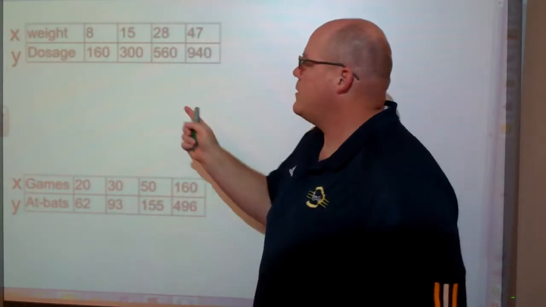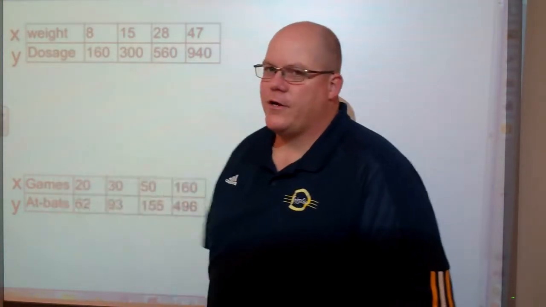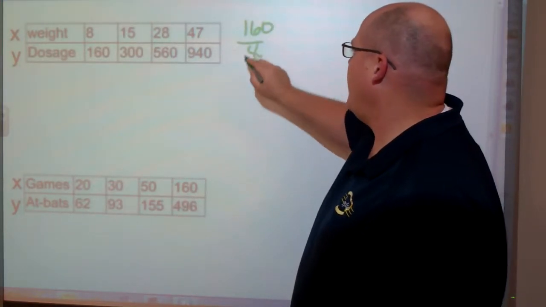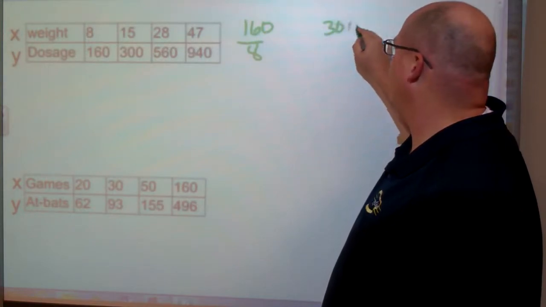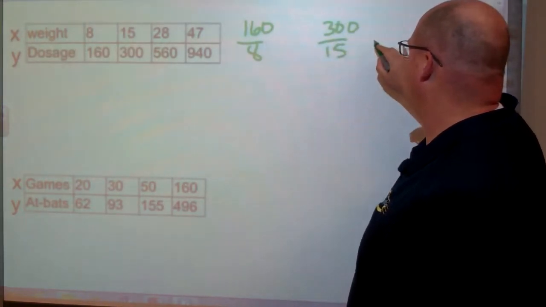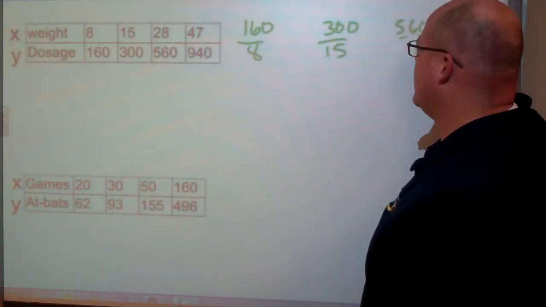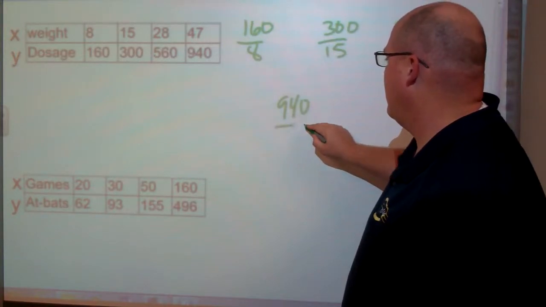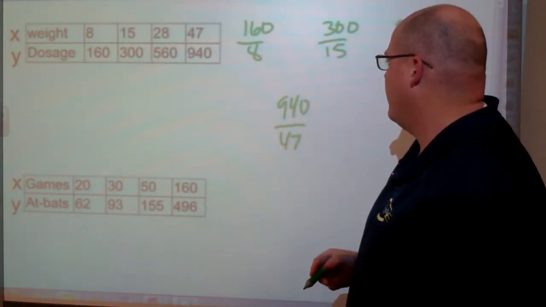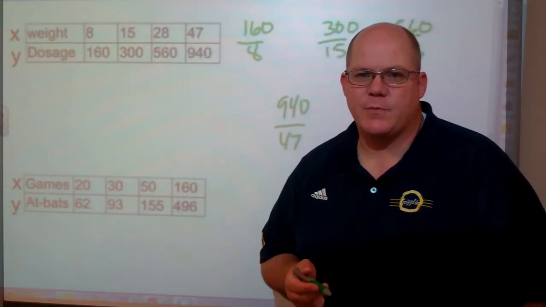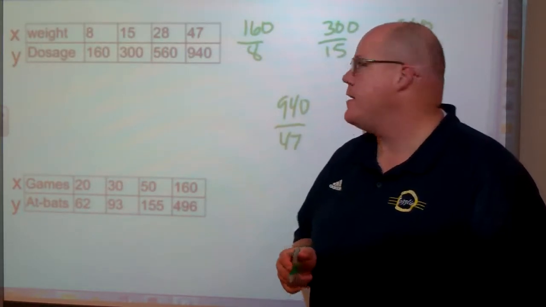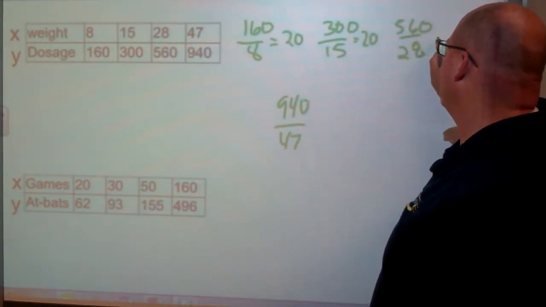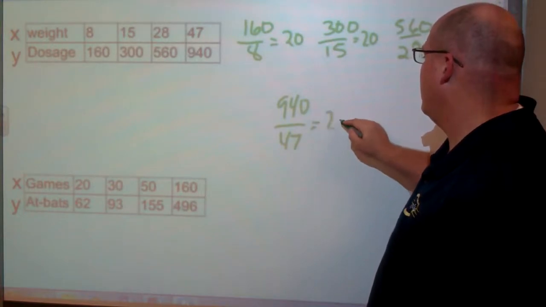Let's do two more. So we have x the weight and y the dosage. I'm going to set up my proportions: 160 over 8, 300 over 15, 560 over 28, and 940 over 47. Now I want to solve each of these proportions to see, is this direct variation? So 160 over 8 is 20, 300 over 15 is 20, this is 20, and this is 20.